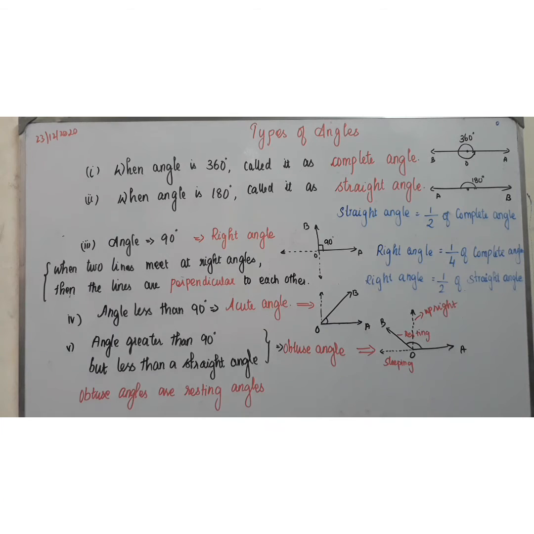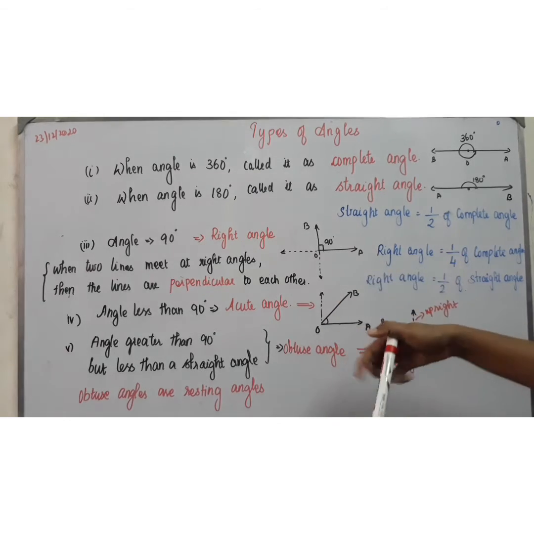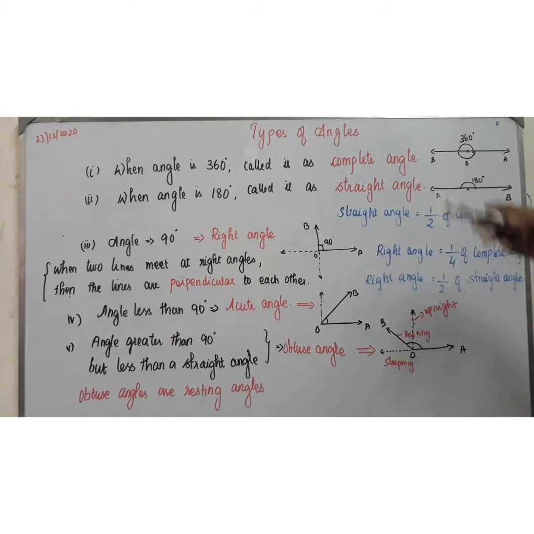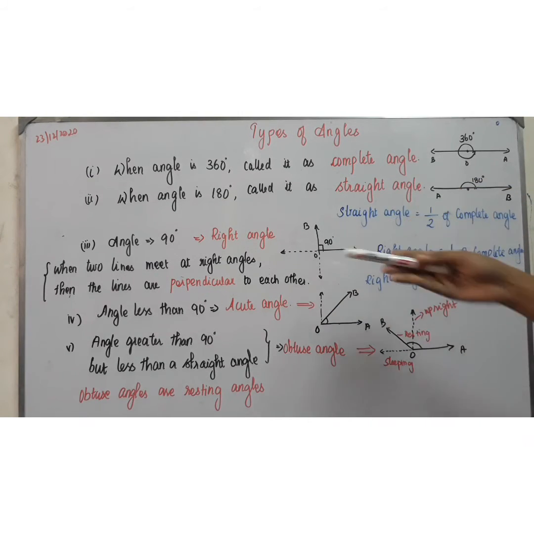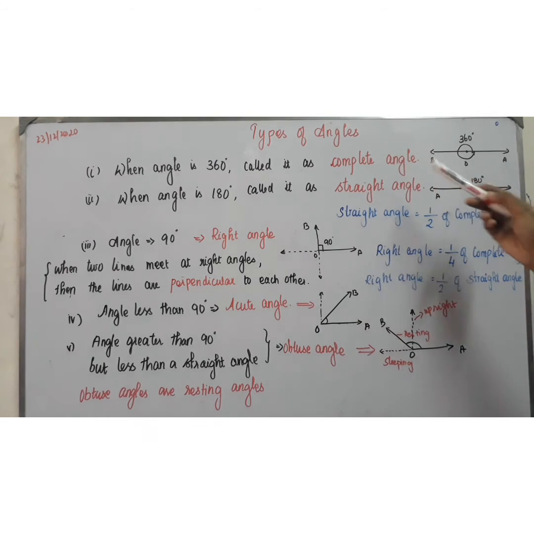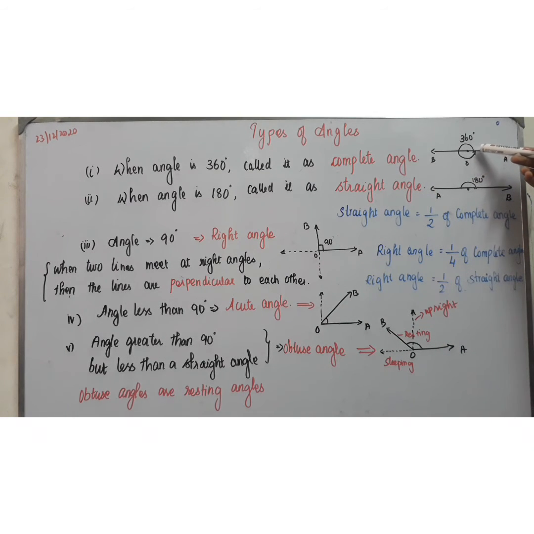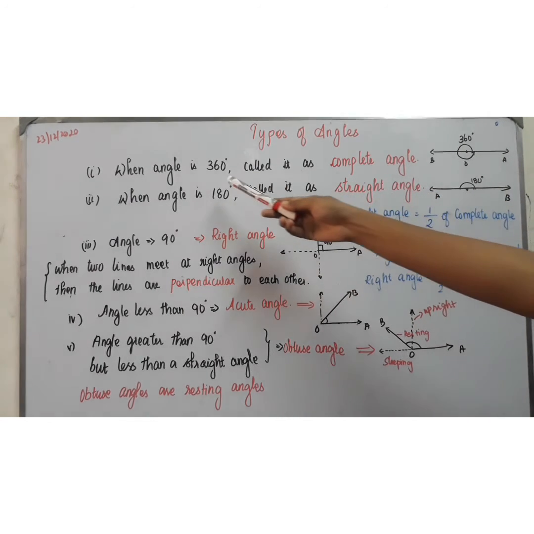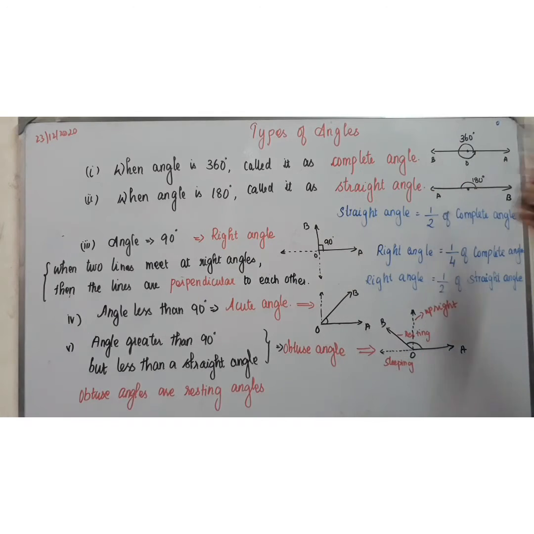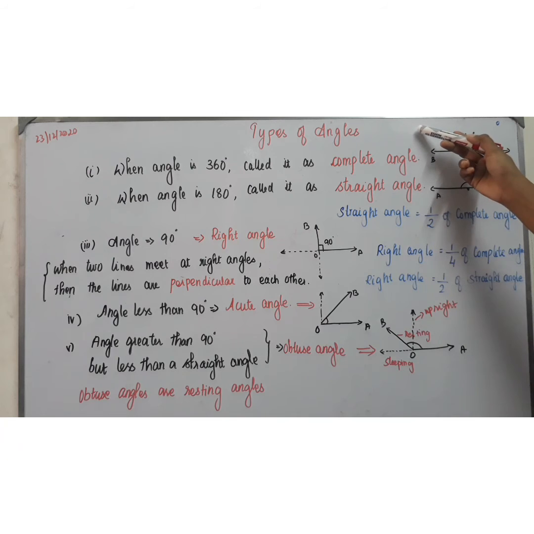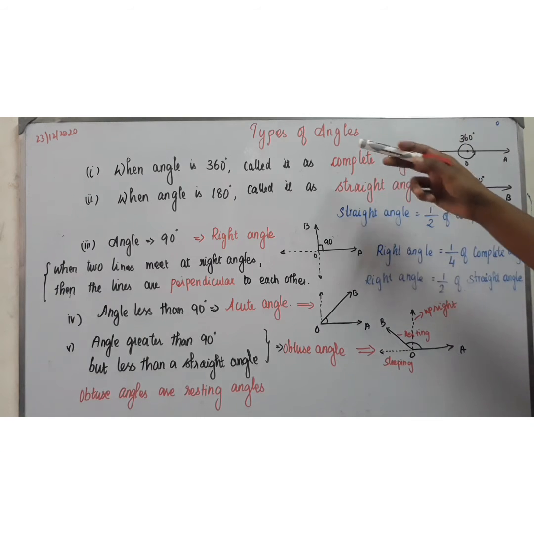So next one is types of angles. Based on the measurements, the sizes, we can name them differently, like complete angle, straight angle, right angle. So the first one is complete angle. See here, when it takes a complete turn, the angle we call a complete angle. So when the angle is 360 degree, we call that angle a complete angle. For example, at 12 o'clock, it will rotate like in a clock. You can see at 12 o'clock when it takes the complete turn, right? So we call it a complete angle.